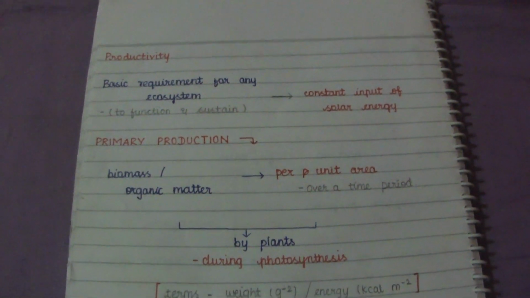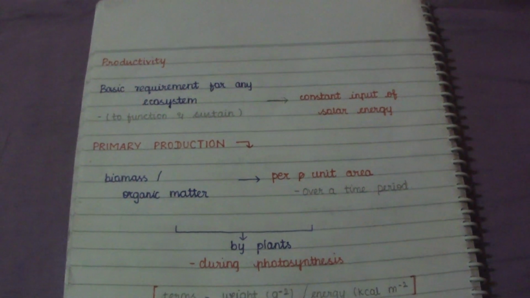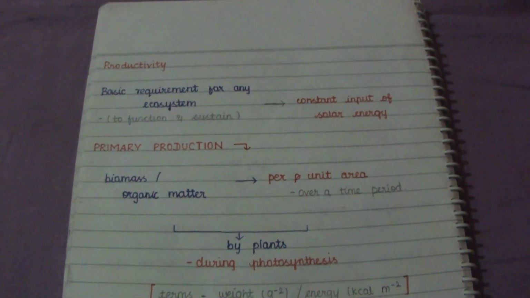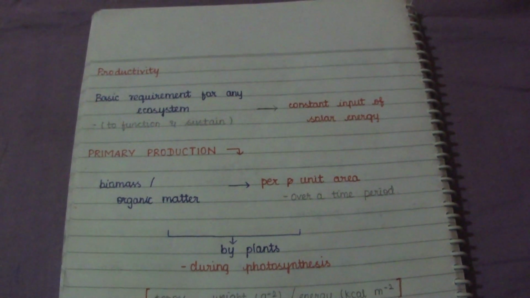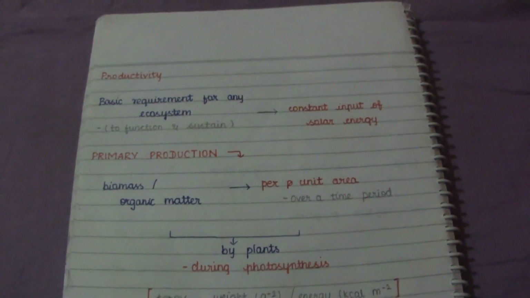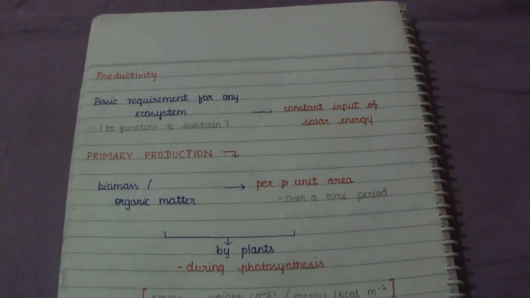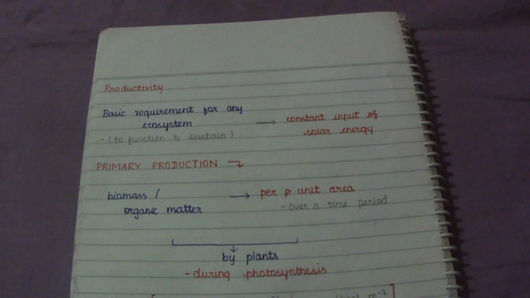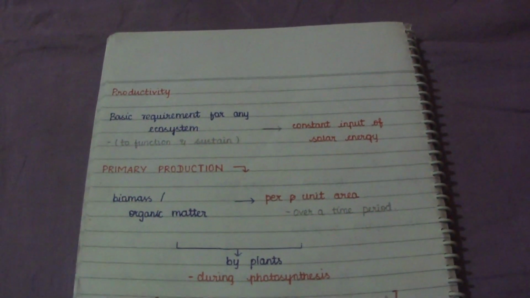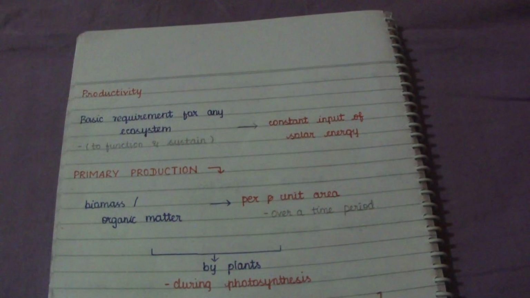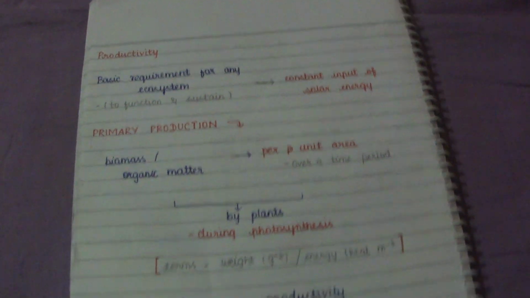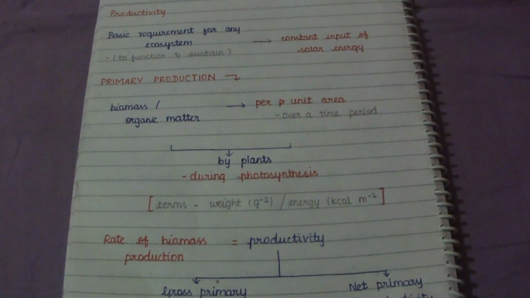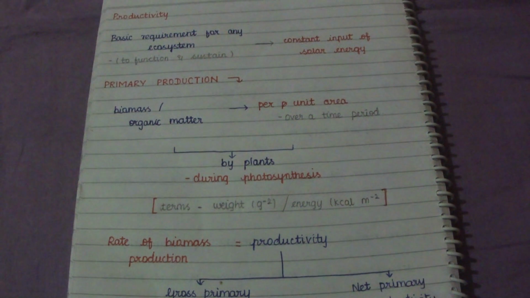So what is primary production? It is the biomass, or the organic matter, which is produced per unit area within a particular period of time by the plants during photosynthesis. We call it primary productivity. It is expressed in terms of weight, that is g m^-2, or energy, that is kcal m^-2.